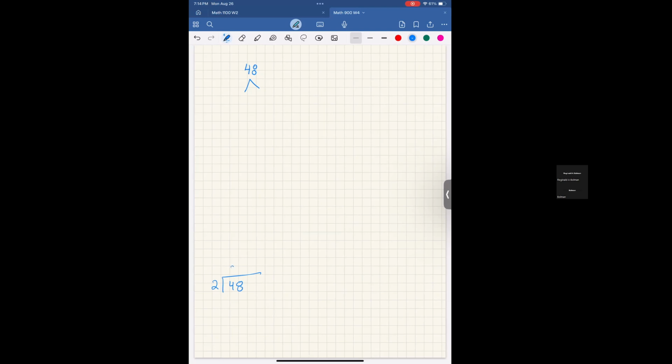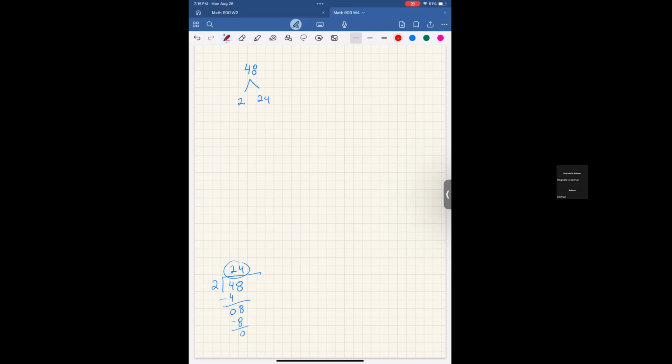2 goes into 4 2 times. 2 times 2 is 4. Subtract, you get 0. Drop your 8 down. 2 goes into 8 4 times. 4 times 2 is 8. Subtract, you get 0. All right. So what did this tell us? This tells us that 2 and 24 multiply together to be 48. Now, we're going to keep going with this.